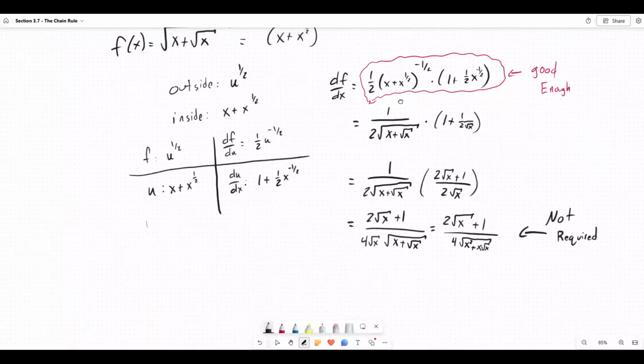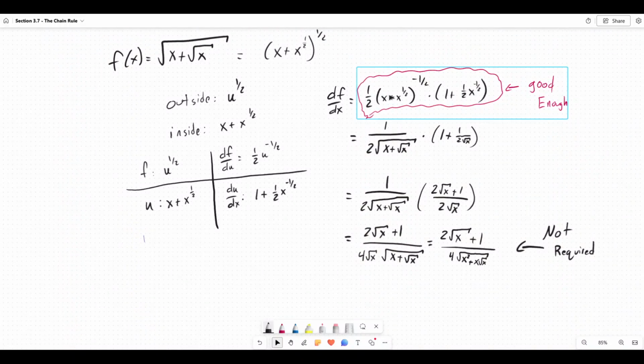Okay, this is a challenging one, and it's one that appears on your homework, so I actually went ahead and did it for you, just because I wanted you to be able to see it. Okay, so we have f of x is the square root of x plus the square root of x.